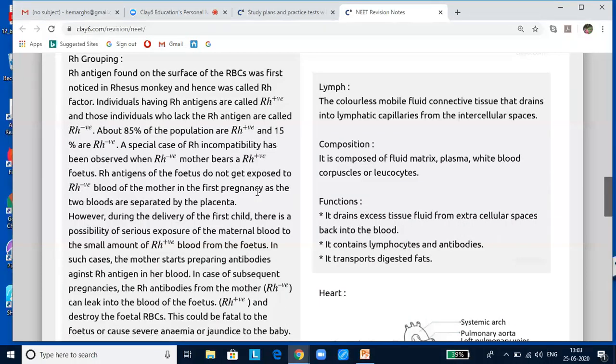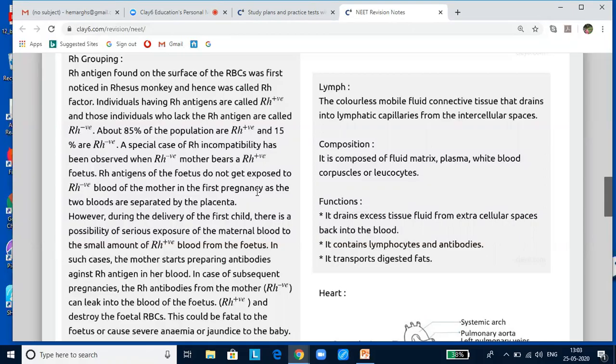Rh antigen negative blood of a pregnant mother does not mix with Rh positive antigens of the fetus in the first pregnancy, as the two bloods will be separated by the placenta. However, during delivery of the first child, maternal blood may be exposed to Rh positive blood of the fetus. In such a case, the mother will start preparing antibodies against Rh antigen in her blood.